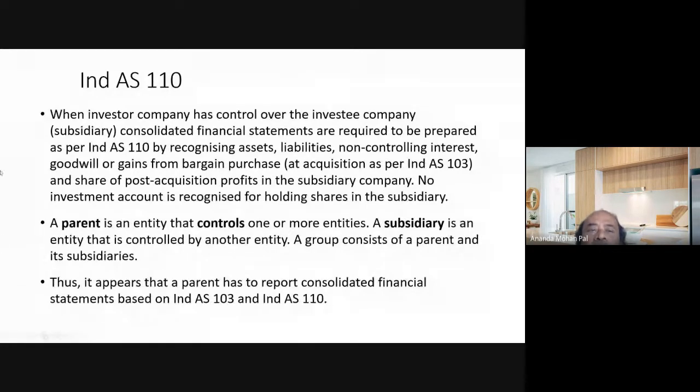And then I am coming to Ind AS 110, that is the other part. That is when it is a subsidiary. When the investor company has control over the investee company, the subsidiary, consolidated financial statements are required to be prepared as per Ind AS 110, not by equity method here, by recognizing assets, liabilities, non-controlling interest, goodwill, or gains from bargain purchase at the acquisition date, as per Ind AS 103.